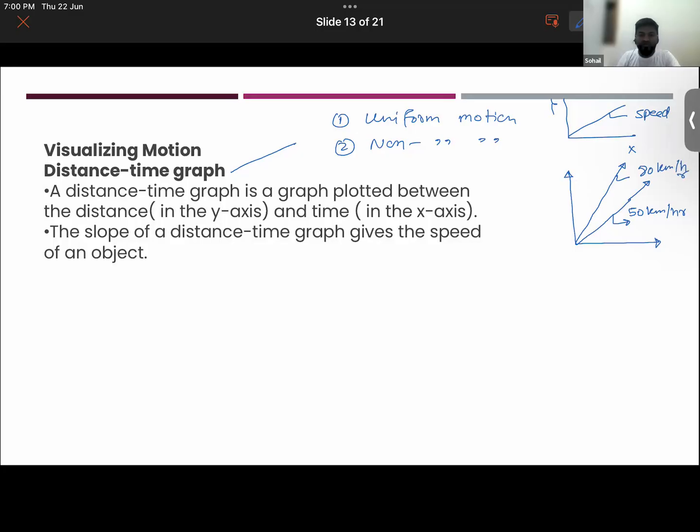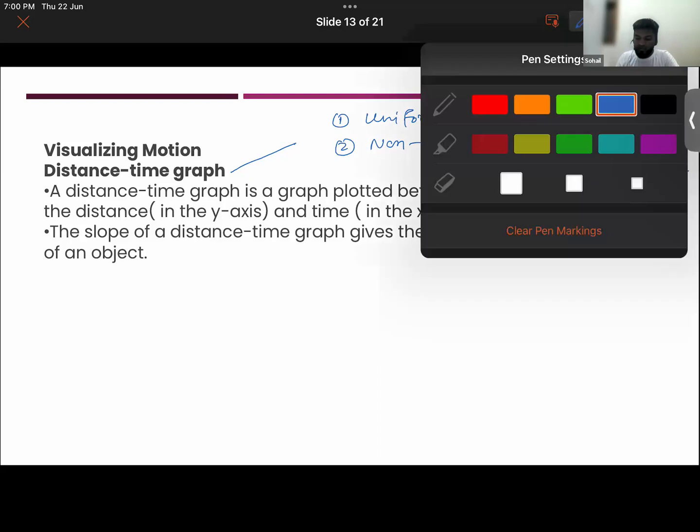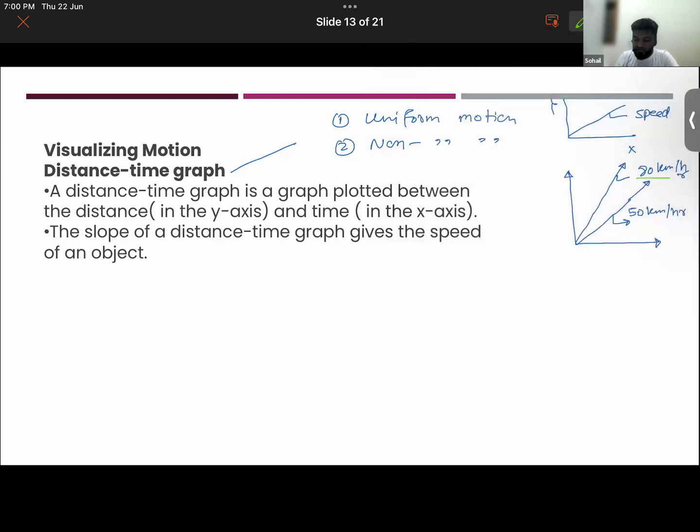So what do we notice here? The car having a higher speed has a higher slope, right, Mufas? This is the slope of the car having higher speed, and the line for 50 km per hour represents the slope of the car having lower speed. So we need to note one thing here in regard to uniform motion.